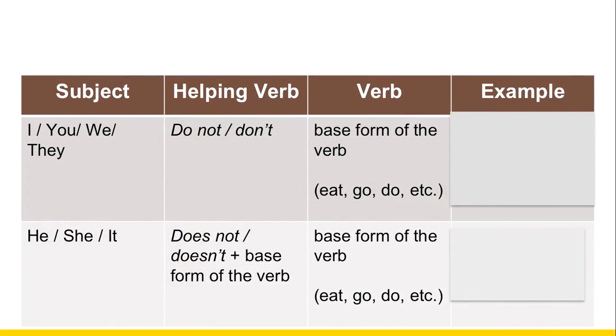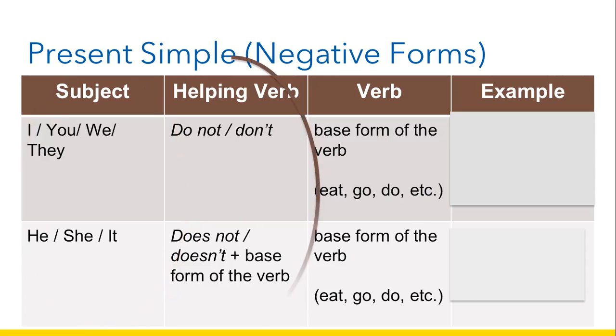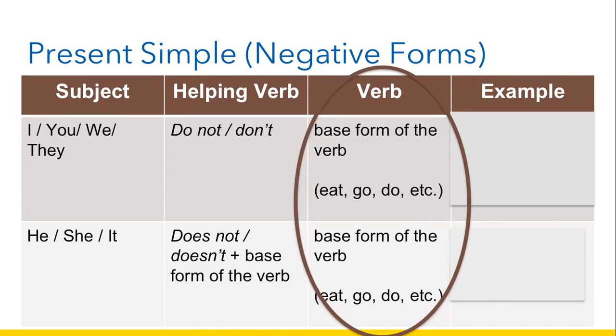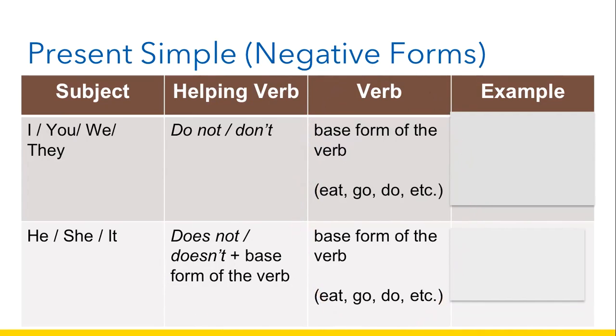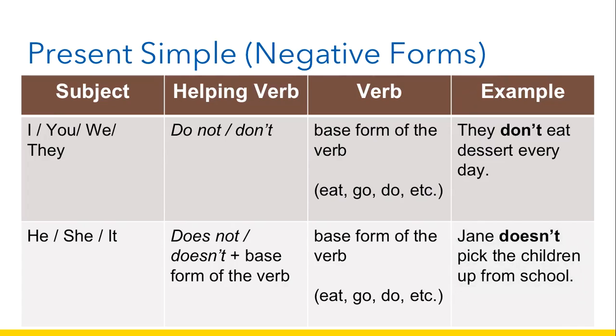For negative sentences, we start with the subject, and then we use do not or don't for I, you, we, and they, or does not and doesn't for he, she, it, plus the base form of the verb. For example, they don't eat dessert every day. Jane doesn't pick the children up from school.